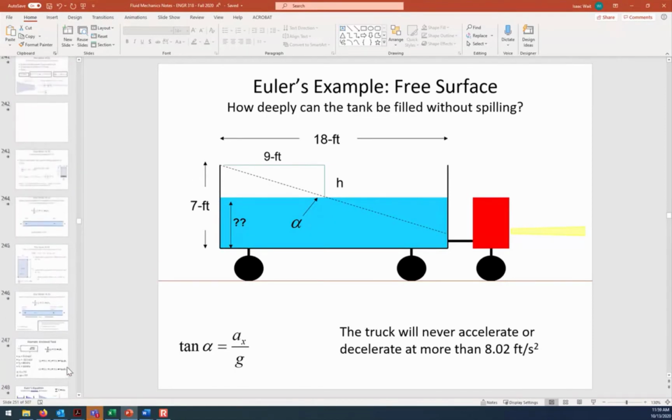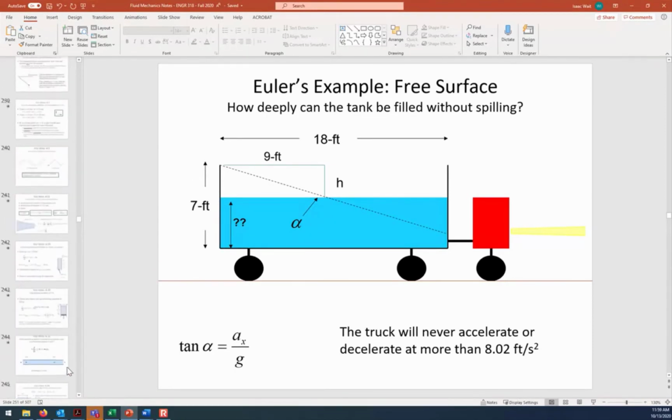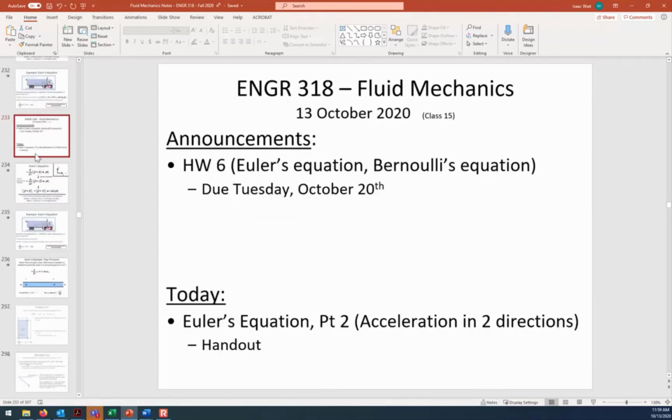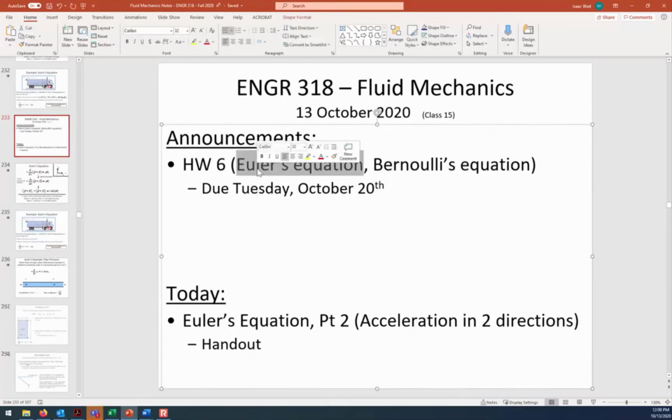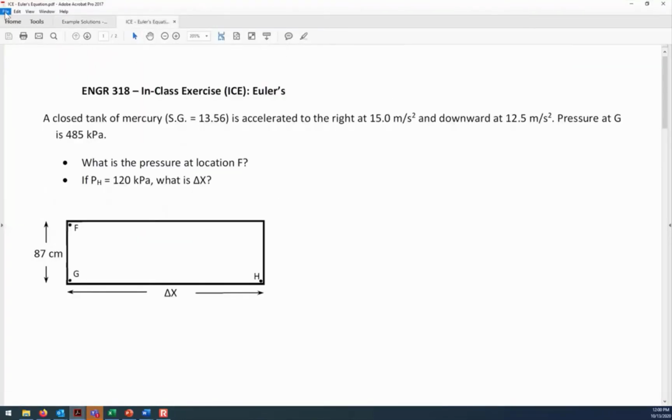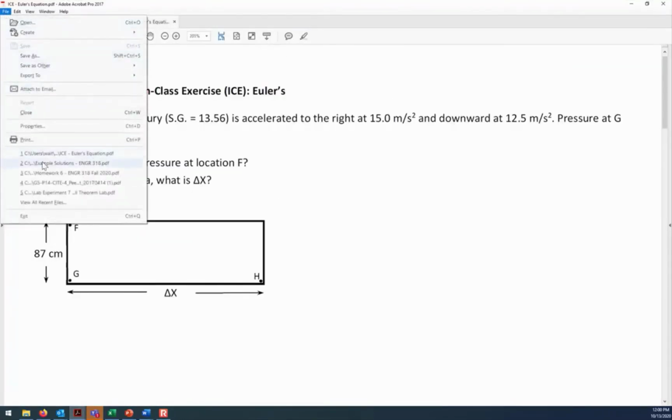Well, okay, that is Euler's equation. Homework 6 has several Euler's equation problems that you should be able to solve now. Today's Tuesday, and on Thursday we'll talk about Bernoulli's. Let me just pull up the homework assignment real quick so that we can take a look at it together. I think I've got it here.